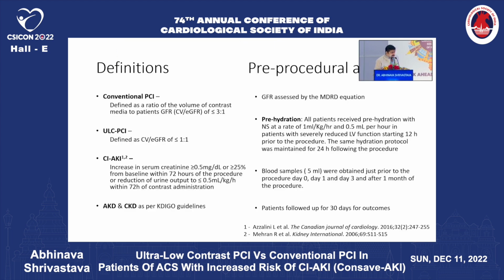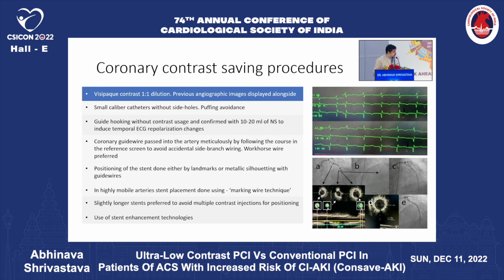Conventional PCI was defined as a ratio of contrast volume used in the procedure to the patient's GFR of less than 3:1, and ultra-low contrast PCI was defined as a contrast volume by GFR ratio of 1:1. Contrast-induced AKI, AKD and CKD were defined as per KDIGO guidelines. The pre-procedural assessment was done in all the patients. All patients were hydrated, blood samples were obtained, and patients were followed up for 30 days for outcomes.